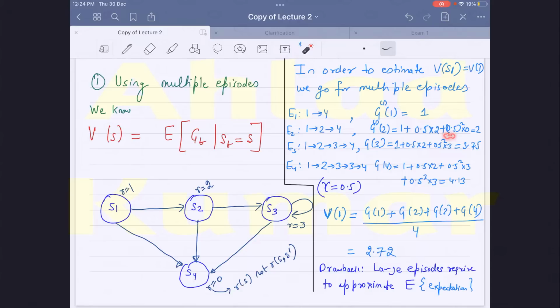And then 0.5 squared times 0, because we are moving from state 2 to state 4. The reward for being in state 4 is 0. So that's why 0 is here. So you will get a value of 2.